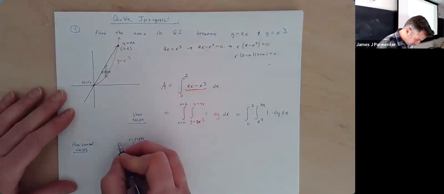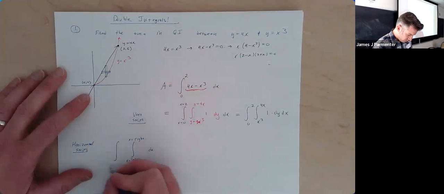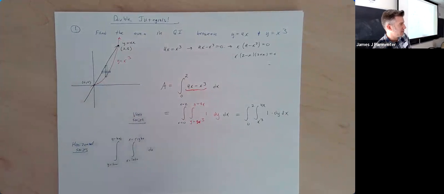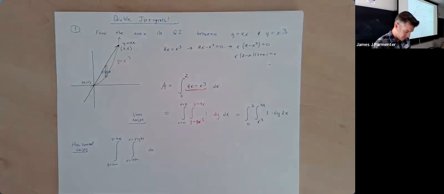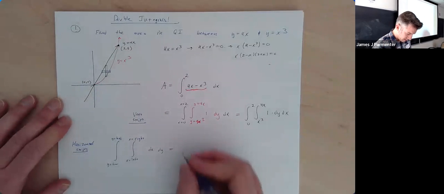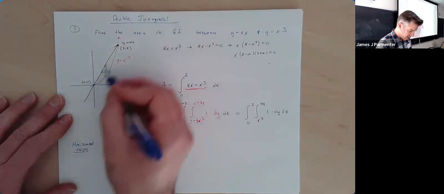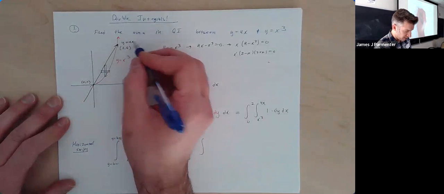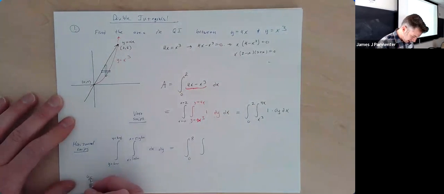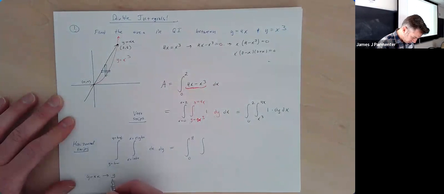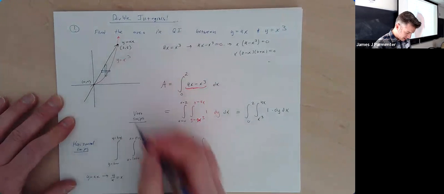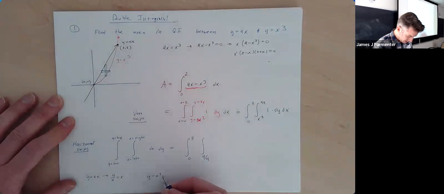And then the outer limits are going to be y equals how low we go to y equals how high we go, the top minus the bottom. So in this particular case, y is going to go as low as 0 and as high as 8. And the left function here, well, it was y equals 4x. If we solve for x, we get y over 4 equal to x. That's my left function. And for y equals x cubed, we solve for x, and we get x equal to the cube root of y, or y to the 1/3.